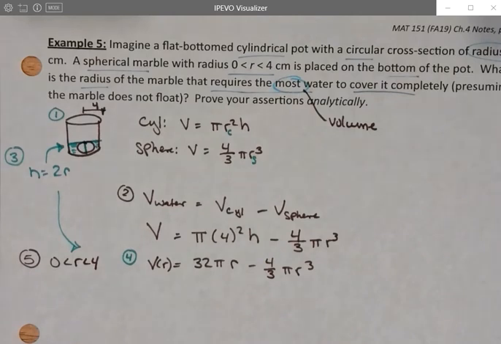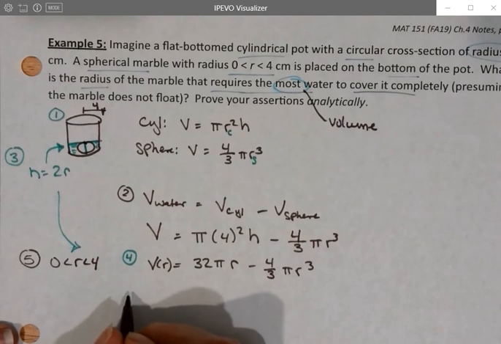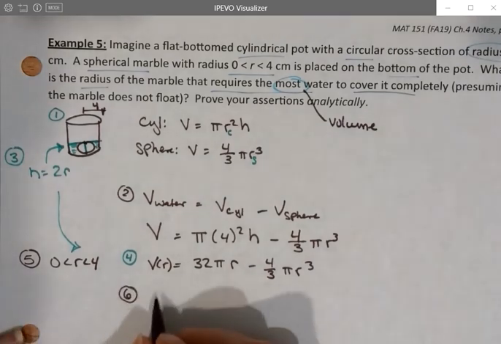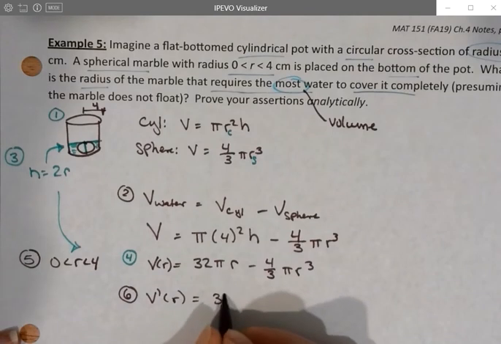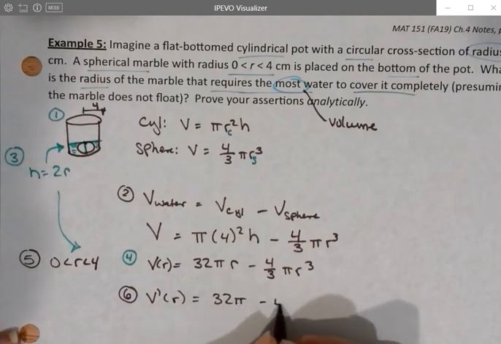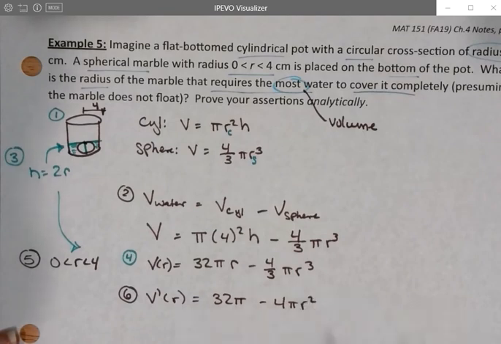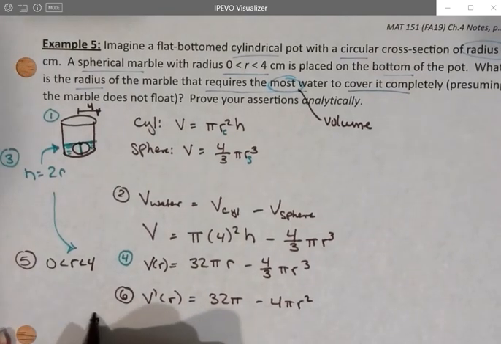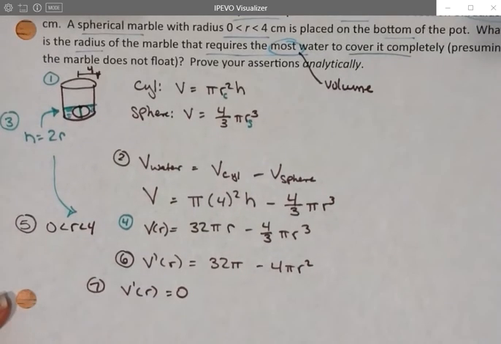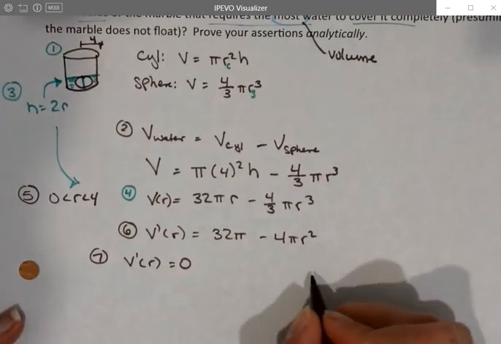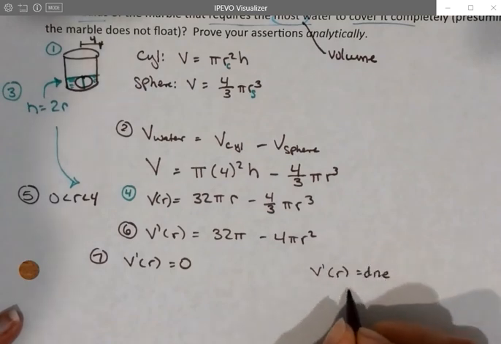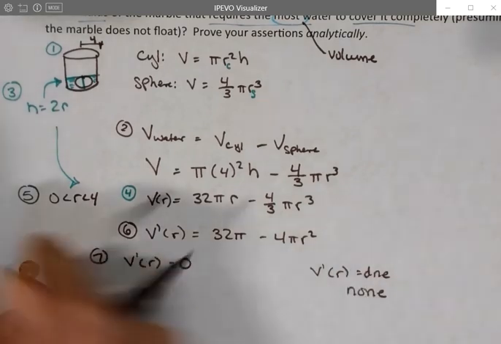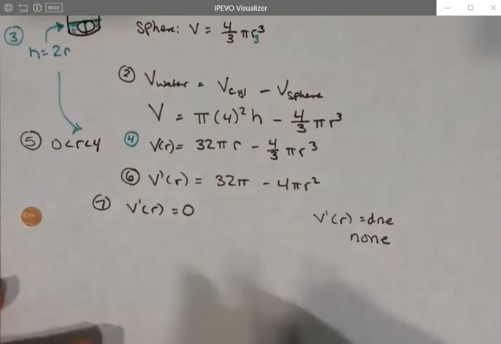All right, so that's step 5, and then step 6 is going to be getting our derivative. So V prime of r is 32 pi minus 4 pi r squared. And then step 7, we're going to be looking for places where the first derivative equals 0, and where it doesn't exist. We're looking for our first order criticals. This is polynomial, so there are no places where it fails to exist. Just don't forget to look for them in case it's not polynomial sometime.